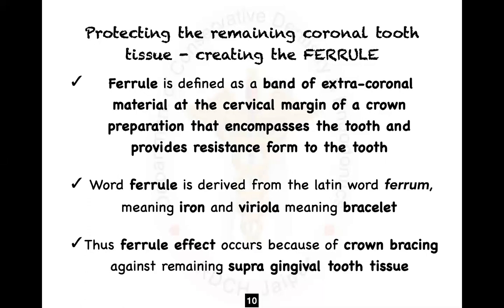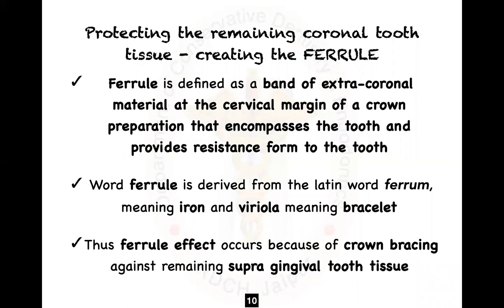Start writing right away. Ferrule is defined as a band of extra coronal material at the cervical margin of a crown preparation that encompasses the tooth and provides resistance form to the tooth. I repeat, it is a band of extra coronal material at the cervical margin of a crown preparation that encompasses the tooth and provides resistance form to the tooth. Now you have written the definition. Now, what is its literal meaning? I'm going to tell you very shortly.